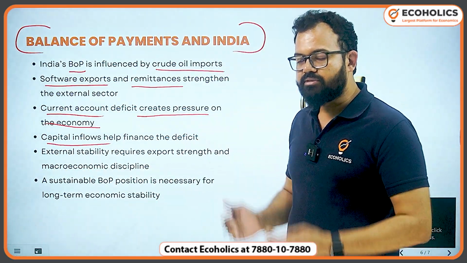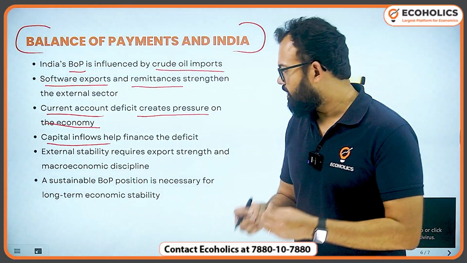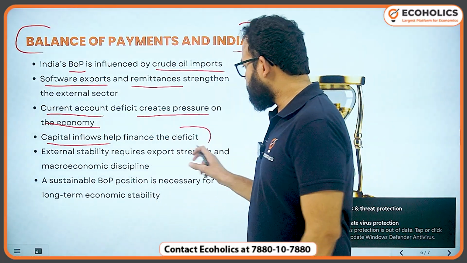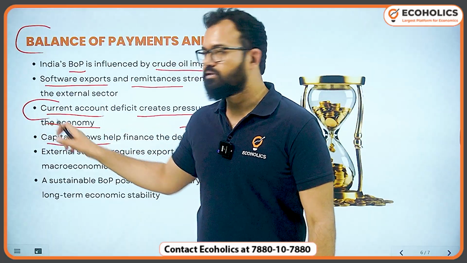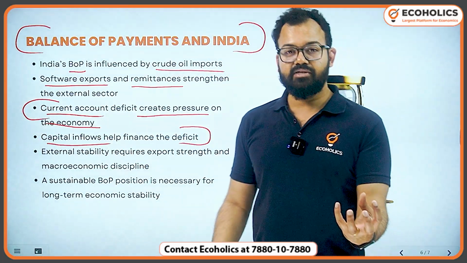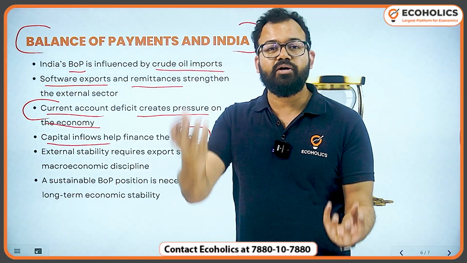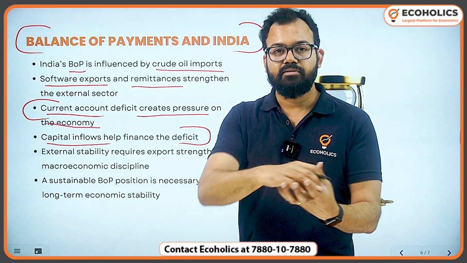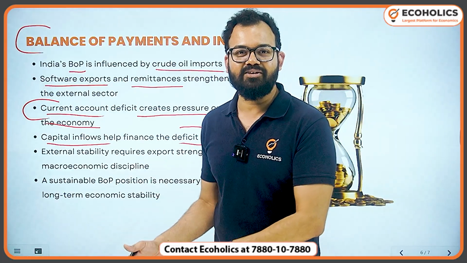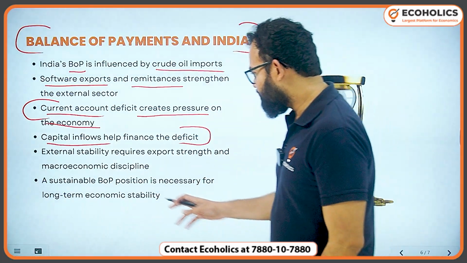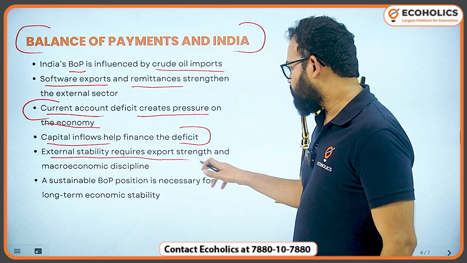So investment comes in. That's why ease of doing business in India is important. Because if this is not coming, who will fund this deficit? So when there is a deficit, a surplus is required. So if capital flows are fluctuating, who will fund this deficit? Then foreign exchange reserve, and foreign exchange reserve is always limited. Okay? So external stability requires export strength and macroeconomic discipline.